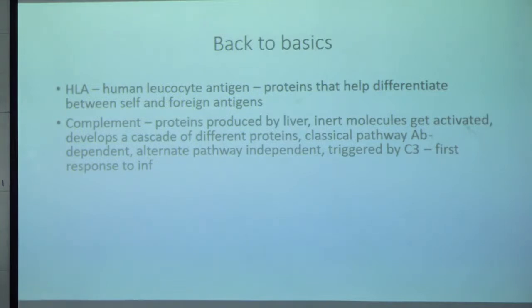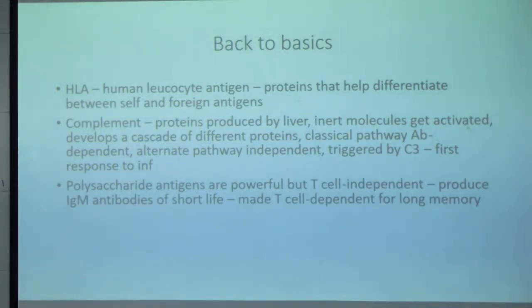These are inert molecules. They are not active, but they need to be activated. And then they develop into a cascade of several proteins, one after another, largely in a classical pathway, which is antigen-antibody complex dependent, or the alternate pathway, which is quite independent and triggered by C3. This is the first response to infection. Each one of these plays a role ultimately. When something is going wrong, it's not just the one, but that's the primary defect, and thereafter everybody starts not getting into the cooperative movement of catching the thief.